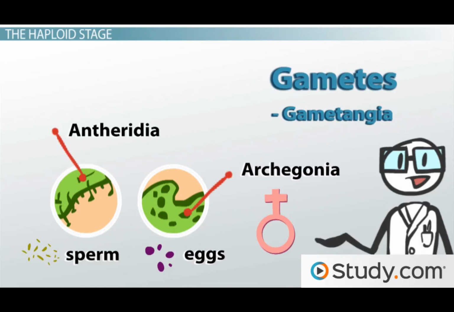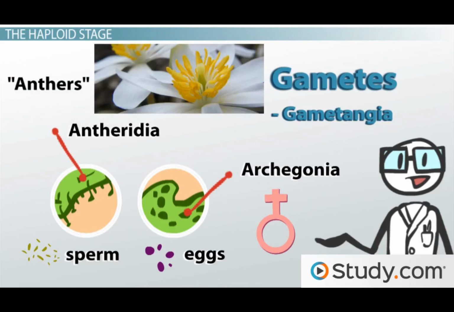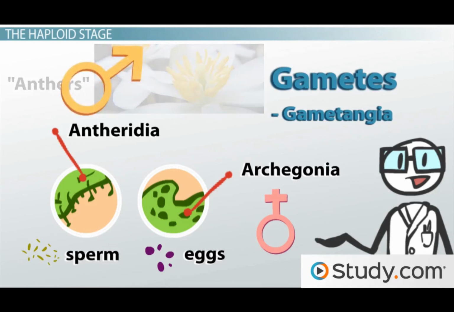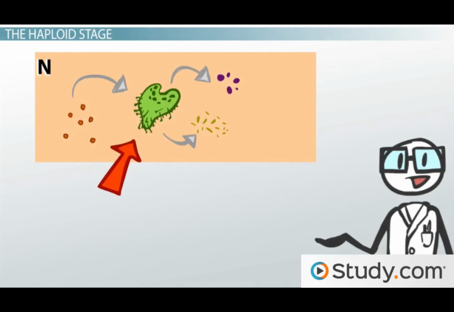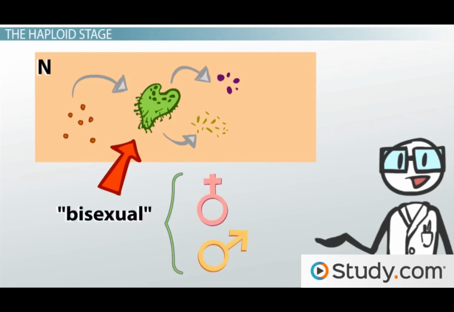You may be able to remember which gametangia are male and which are female because anthers are male structures in flowers that produce sperm. If you know that anthers produce sperm, you can remember that antheridia also produce sperm and, therefore, are male. Our diagram shows the male and female structures on the same gametophyte. This means that the fern gametophyte is bisexual because it contains both the male and female structures.